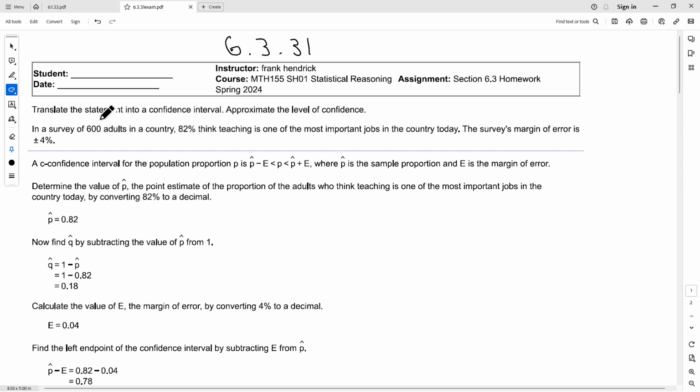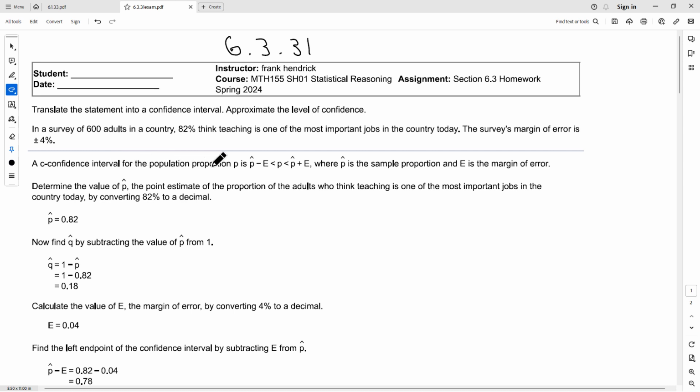In a survey of 600 adults in the country, 82% think teaching is one of the most important jobs in the country today. The survey's margin of error is plus or minus 4%. A confidence interval.